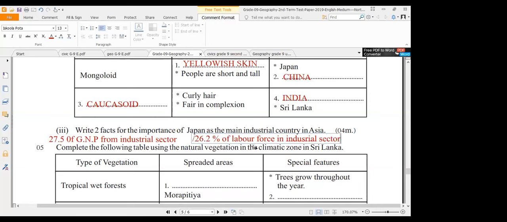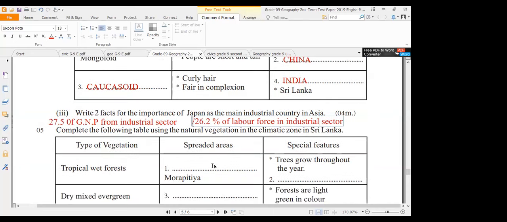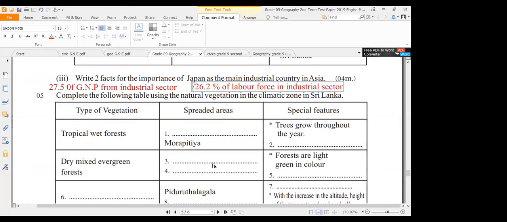Major automobile and electronic producing country. Major automobile and electronic producing country in the world. Okay, question number 5.